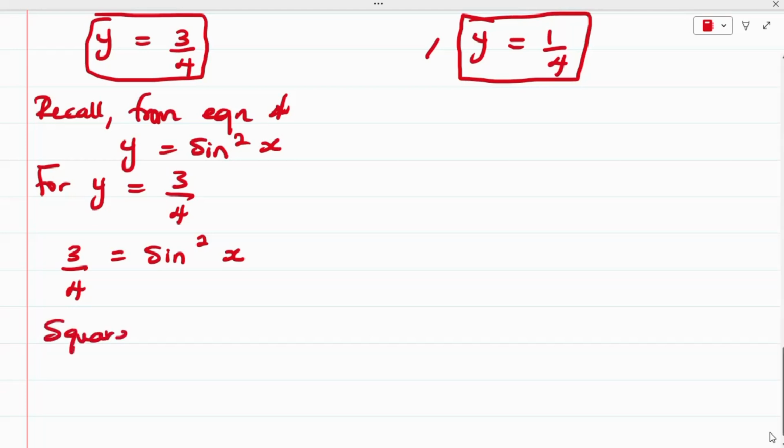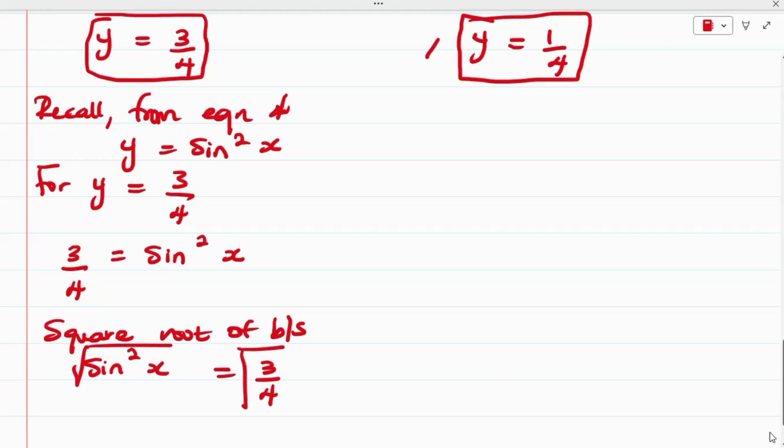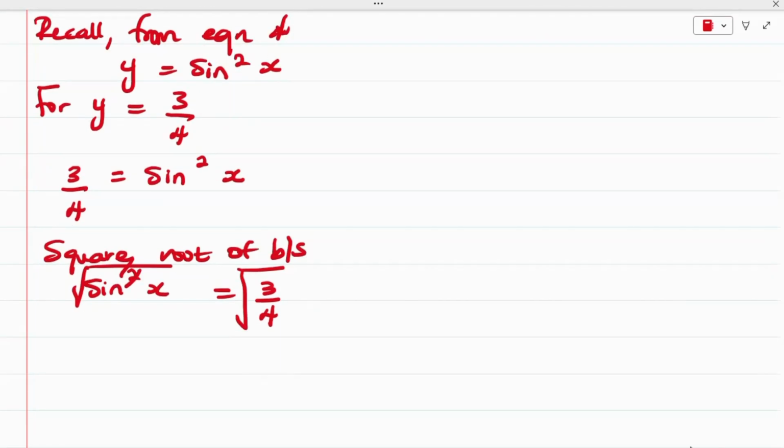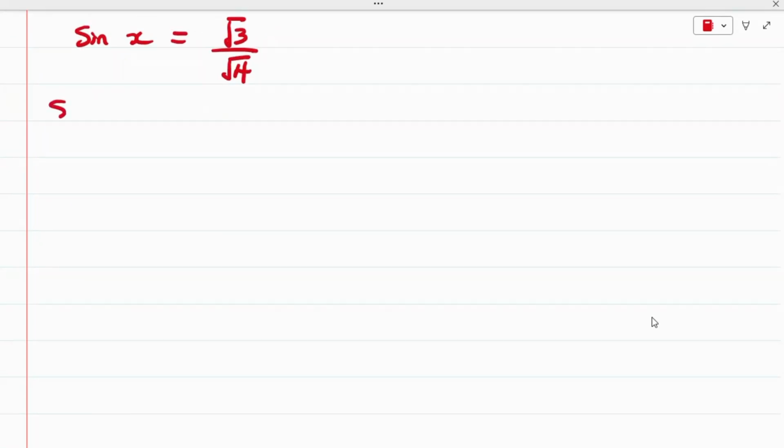So rearranging this, we have sine squared x is equal to 3 over 4. Taking the square root of both sides, this cancels out this. So we have sine x is equal to the root of 3 divided by the root of 4. And from here, sine x is equal to the root of 3 divided by the root of 4, which is 2.